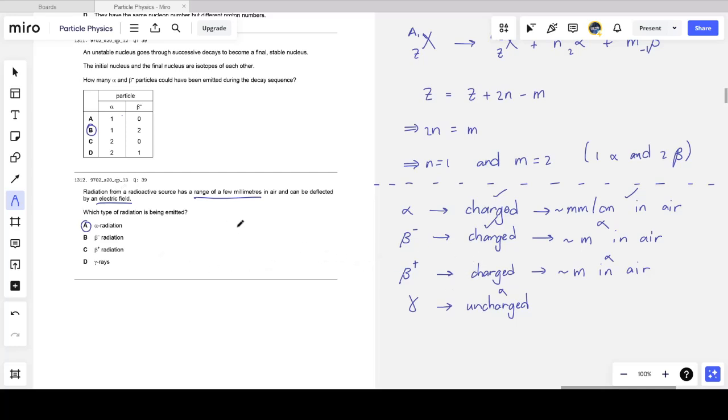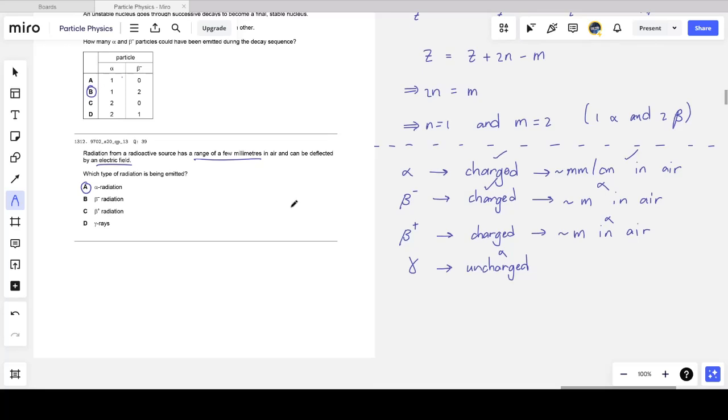Again, you could do this in a matter of 10 seconds because you already know which radioactive particle travels a short distance and is charged. That must be alpha radiation. But even though it travels a short distance, it's the most ionizing. So just be careful about that.